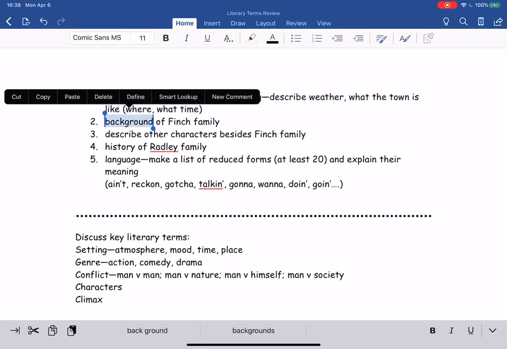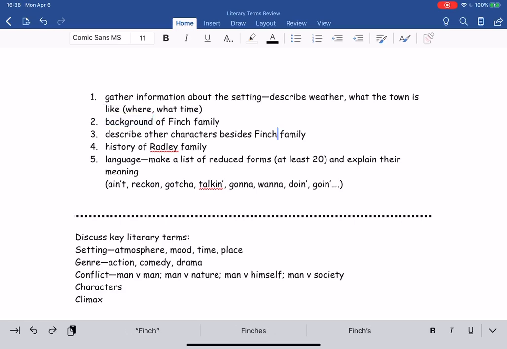For question number 2, I want you to write a little bit of background information about the Finch family. Who are the members of the Finch family? What are their names? Can you describe them physically? How old are they? What are some important characteristics of the members of the Finch family?